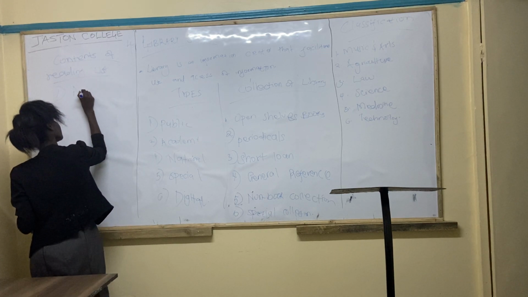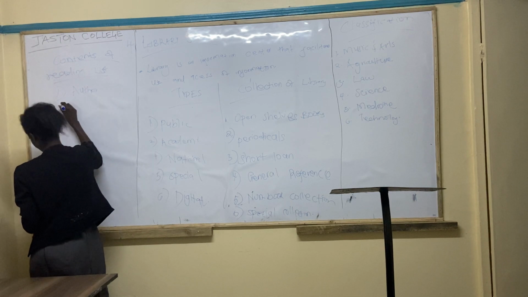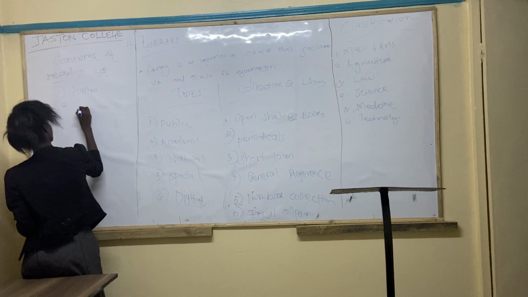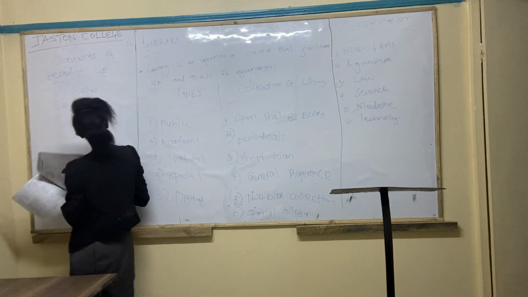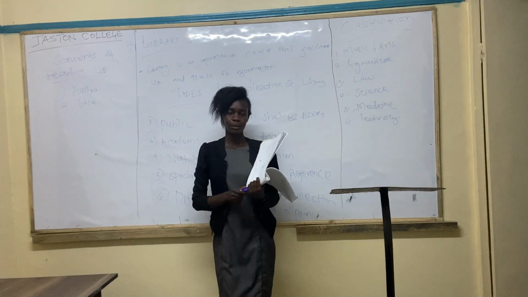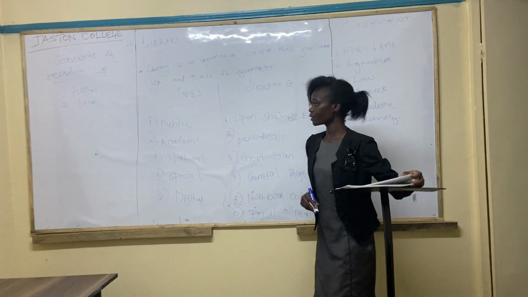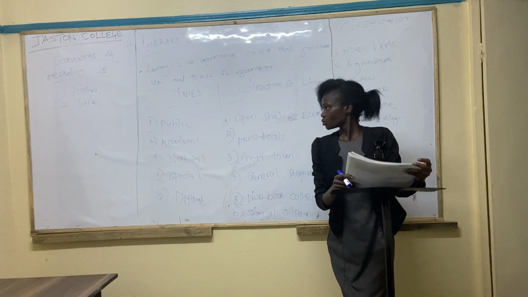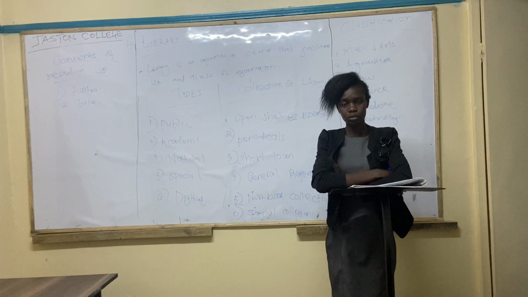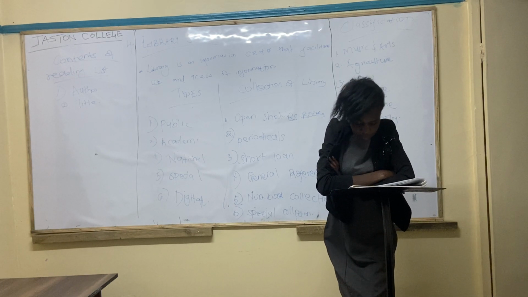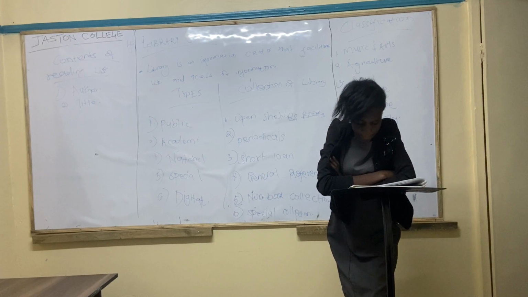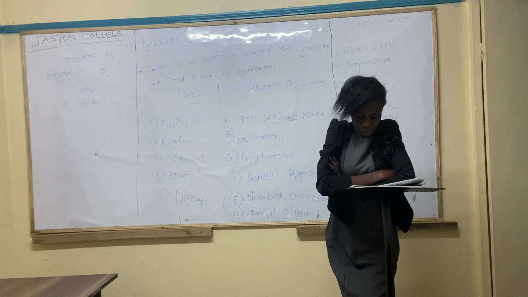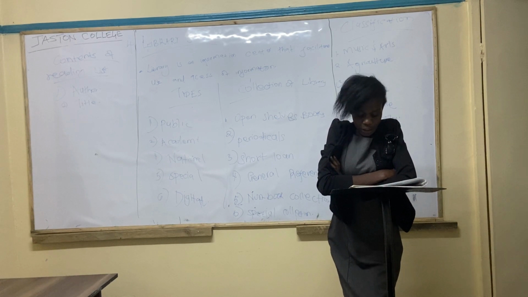So in the list, we have author and the title. So these are contents of reading list. So when reading, you should know who is the author of the book and what's the title of that specific book. The author is a person who has written a book or a publication.